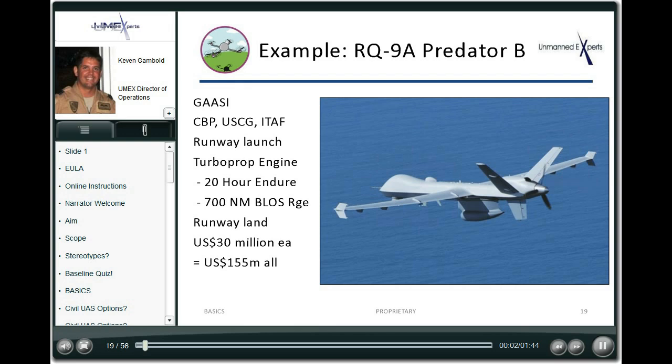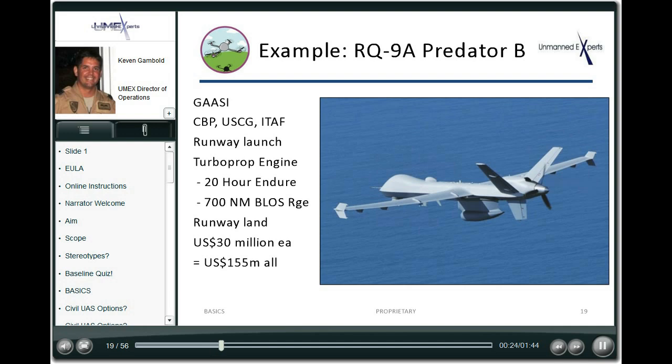Right, now on to the big stuff. This is one of the largest, though not actually the largest, civilian-used UAS on the planet: the RQ-9 Alpha Predator B. Its military cousin is known as the MQ-9 Reaper. It's US built, by General Atomics Aeronautical Systems out of California.